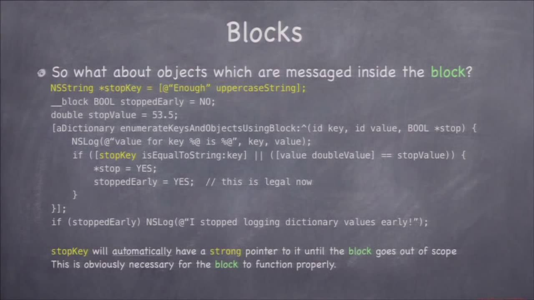Okay? So every time you use it, listen to this carefully, every time you send a message to an object inside a block, a strong pointer is created to that object, and it stays around until the block goes out of scope, until the block no longer exists. Okay? As long as that block exists, a strong pointer to every single object in there, this message will exist.